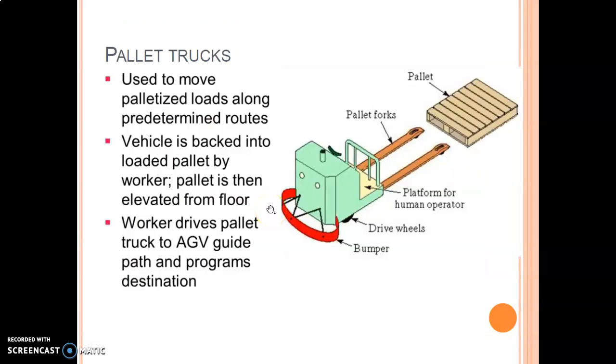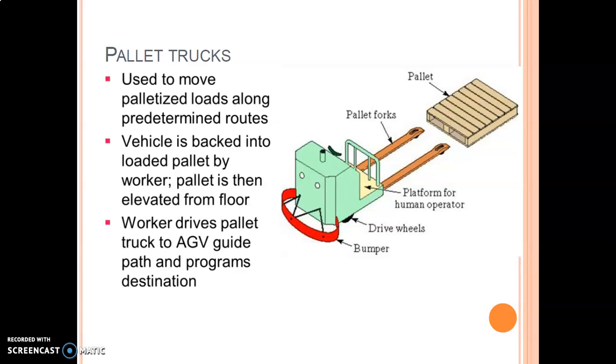Now the second one is the pallet truck. You can see it's very simple. Here we have a pallet which is made of plastic or, in some cases, wood, and one unit which can carry the pallet. It is used to move pallet loads along predetermined routes.